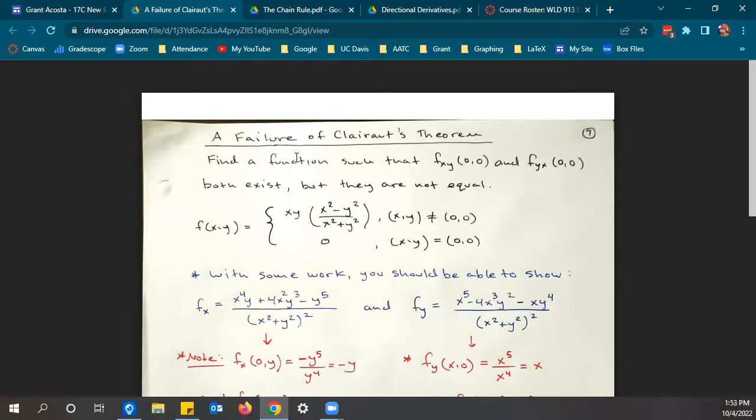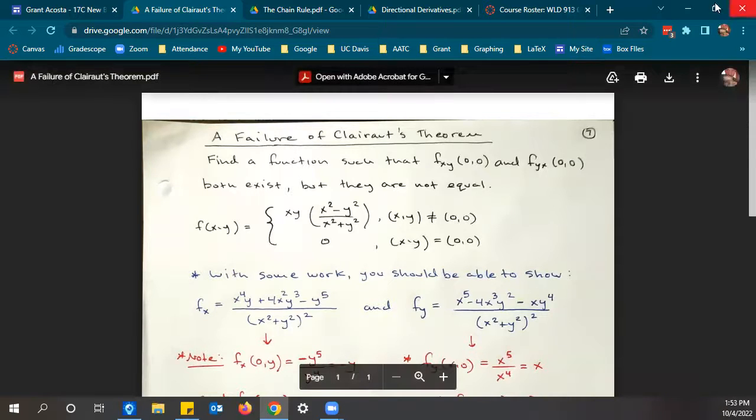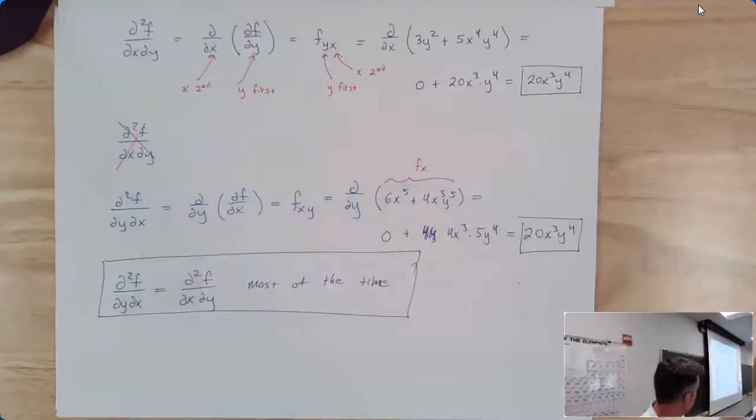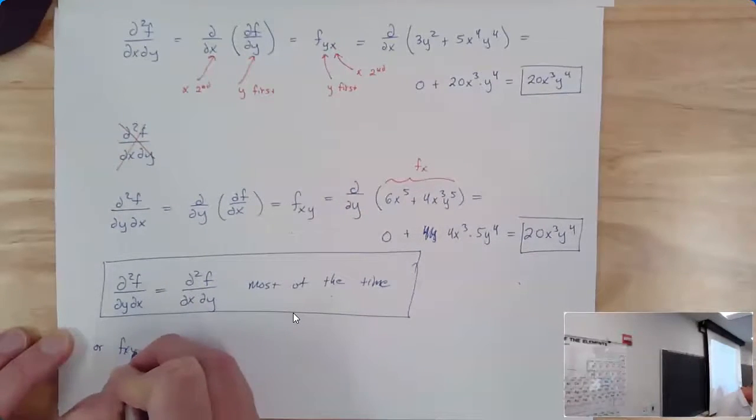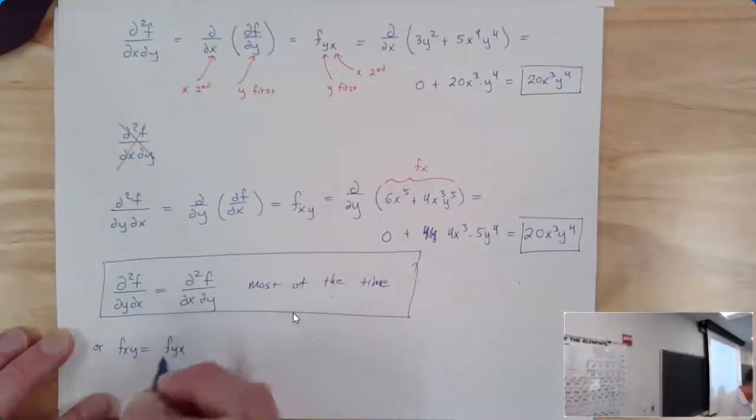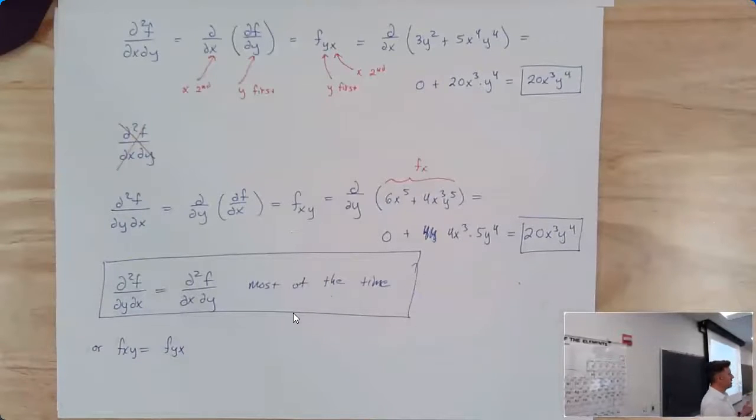But I will tell you, we don't really see things like this in this class. So I wouldn't worry too much about it, or really at all. Most of the time, you are pretty safe just assuming that f_xy and f_yx are equal to each other. Which is nice. That means you can check to see if you've done it right by doing it both ways.